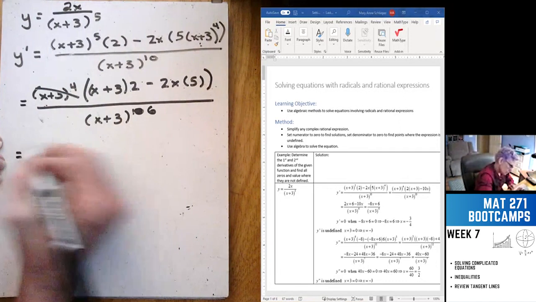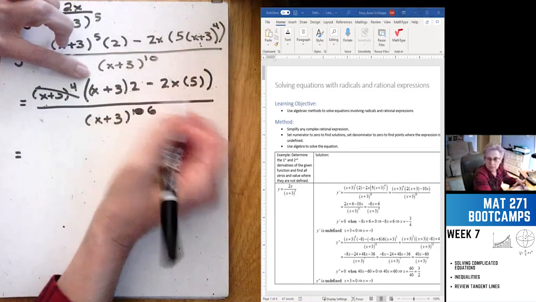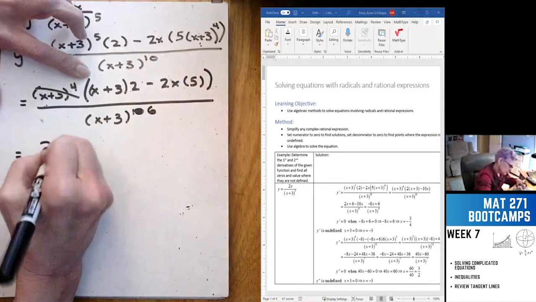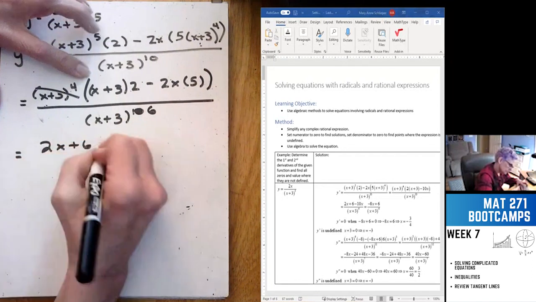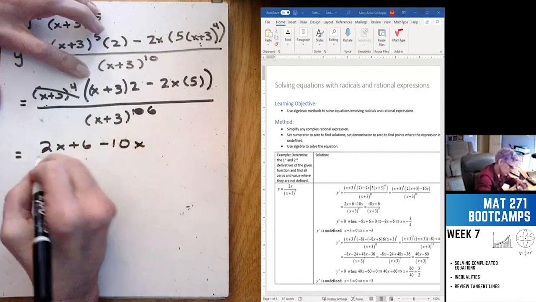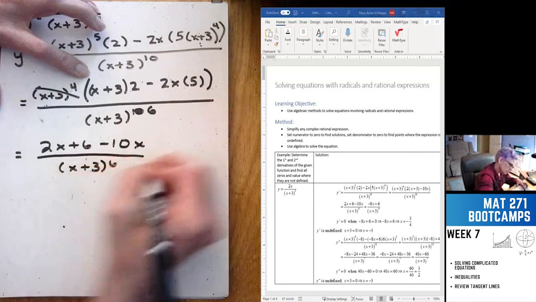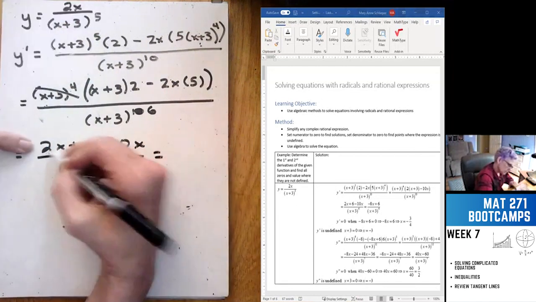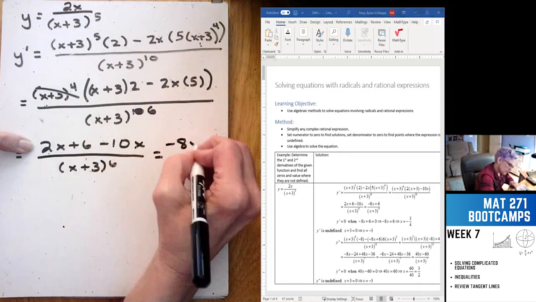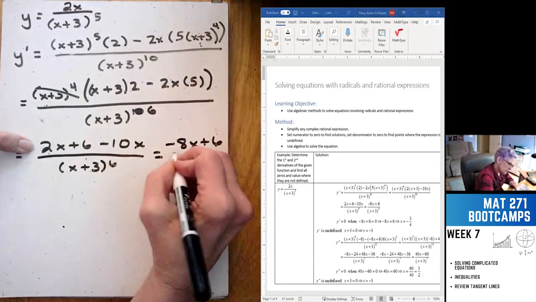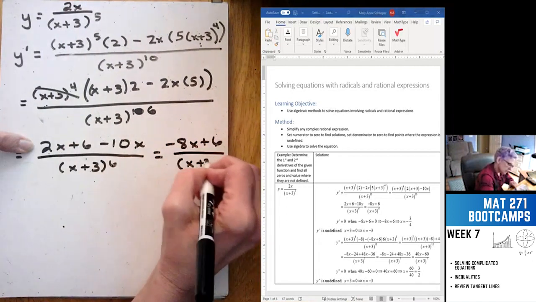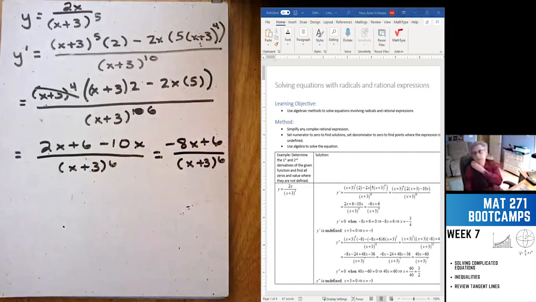So now I'm going to simplify this numerator. And then 2 minus 10 gives me minus 8x plus 6 over x plus 3 to the 6th power.